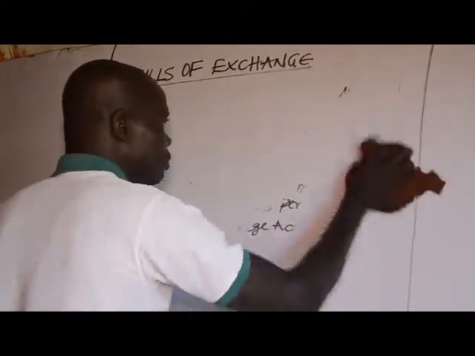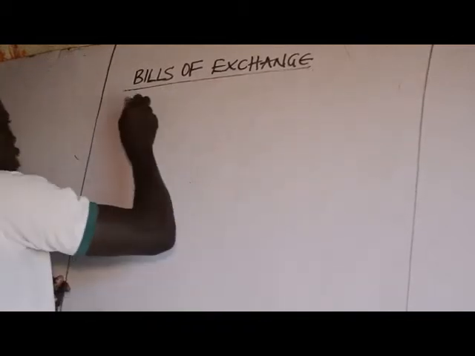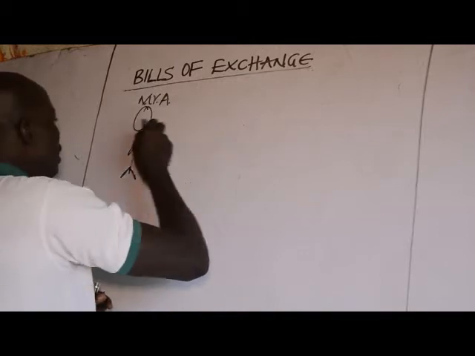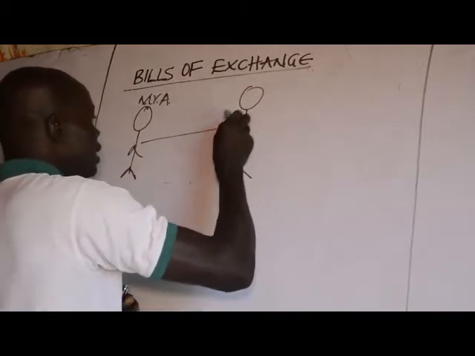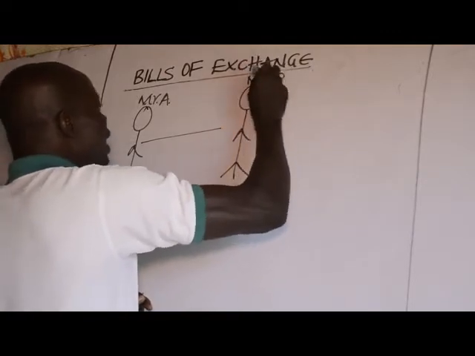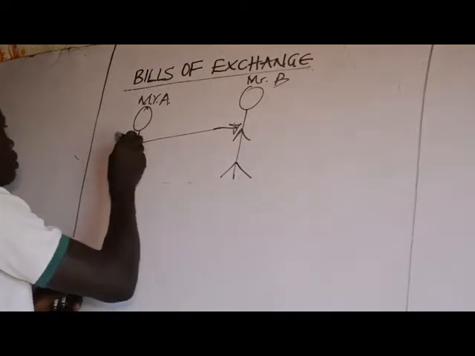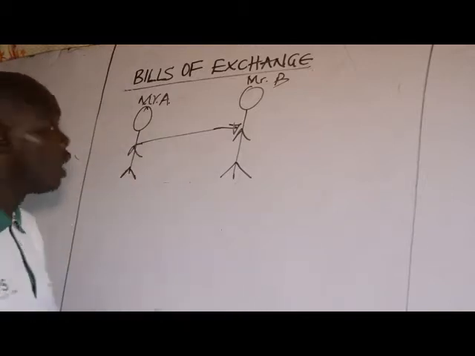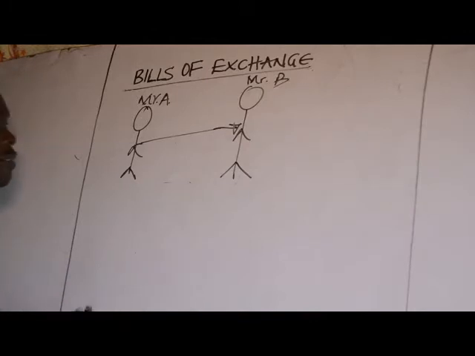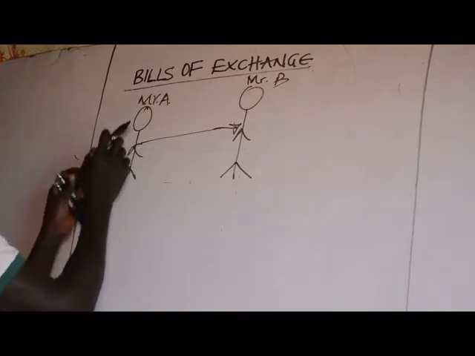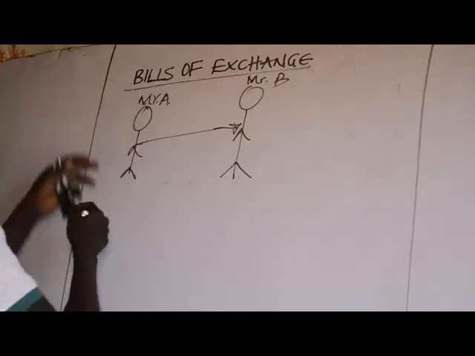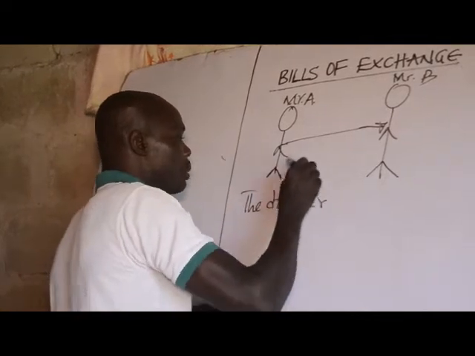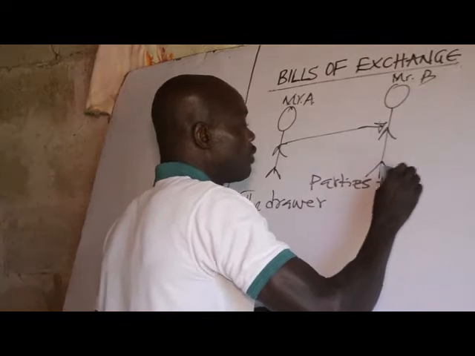1990. I've told you that the drawer writes a bill on the drawee. The drawer, Mr. A, writes a bill on the drawee, Mr. B, instructing Mr. B to pay the amount owed at a fixed or determinable future time to him or to the order of a specified person. That is bills of exchange. So, Mr. A, who writes the bill, you know, Mr. A is the seller or the supplier. Mr. A, who writes the bill, is said to be the drawer.